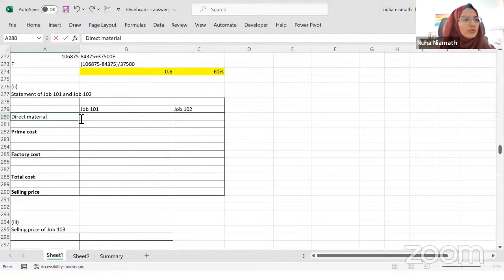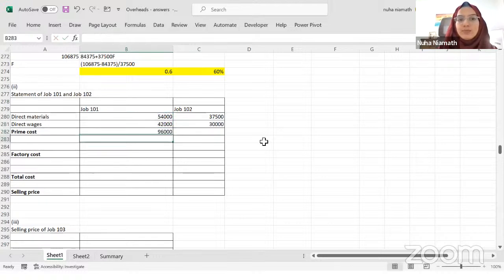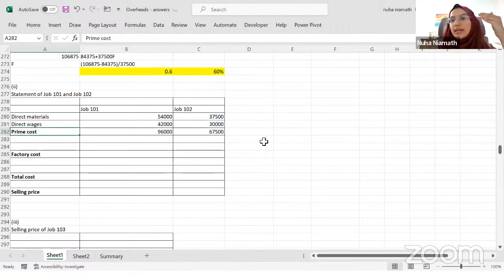Direct material. So this is there in the question already, which is 54,000. For job 102, it is 37,500. Direct wages, it's given to be 42,000 and 30,000 for job 102. So prime cost comes to 96,000 and 67,500. Prime cost is direct material plus direct wages. That's your prime cost. Then we have something called factory overheads.